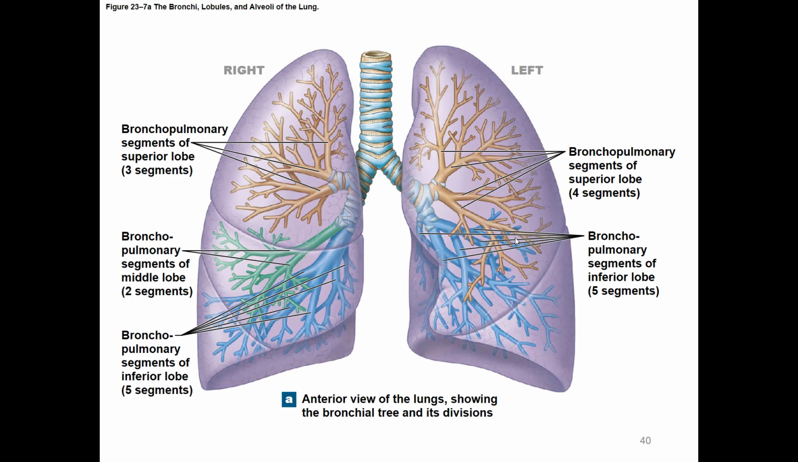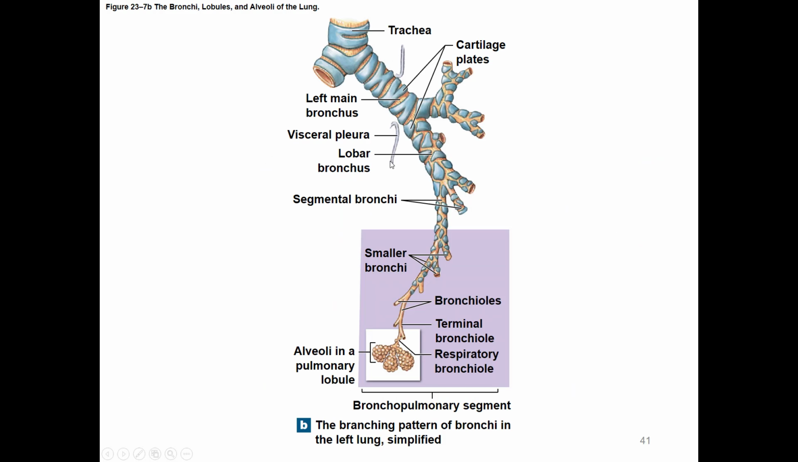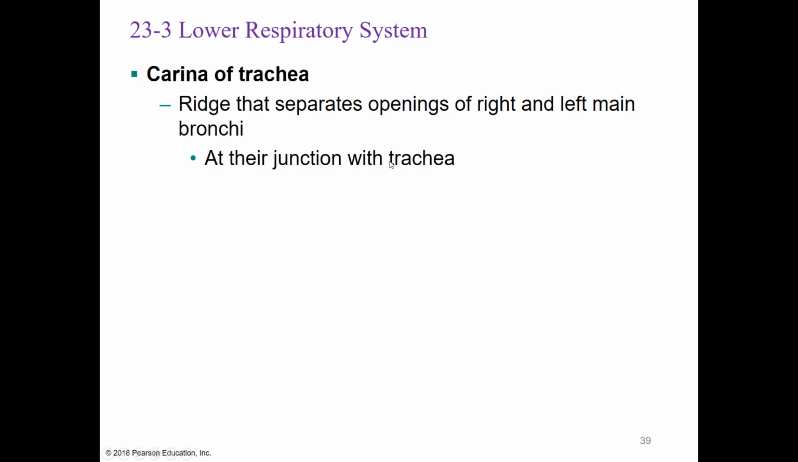The carina of the trachea is this ridge here that separates the openings of the right and left main bronchi at their junction with the trachea. So that little guy right there is the carina. We've got that mention of that here in our notes as well, that ridge that separates the opening of the right and left main bronchi.